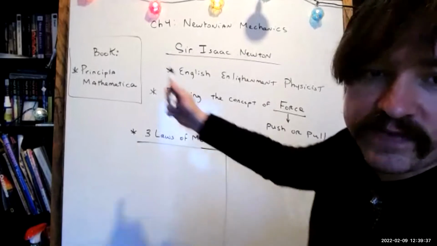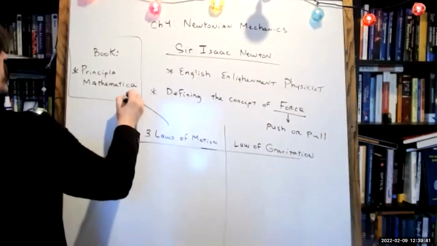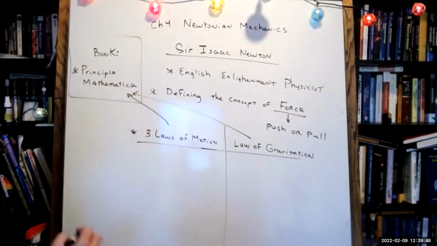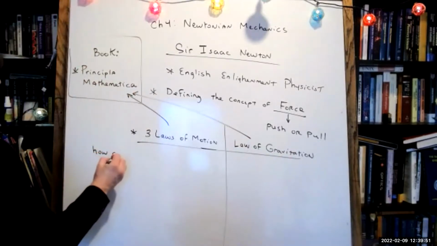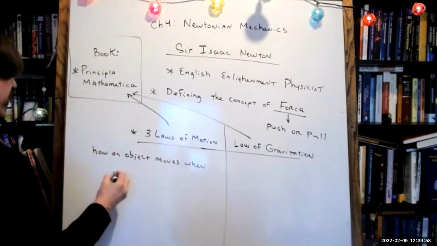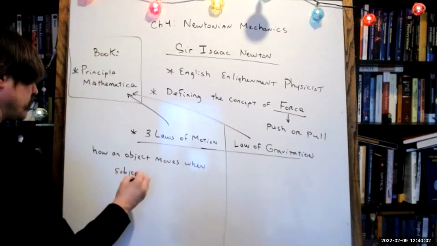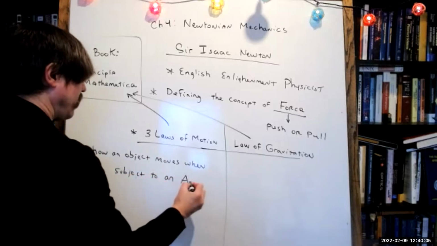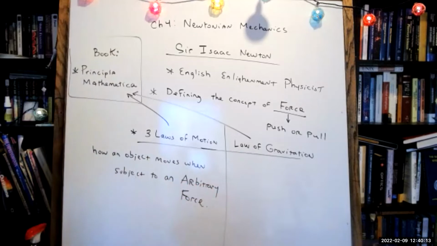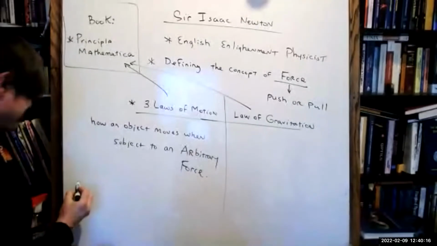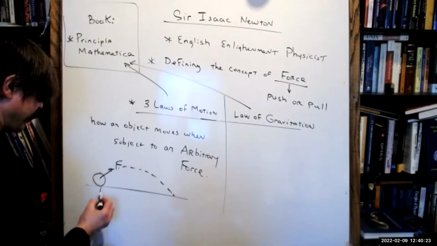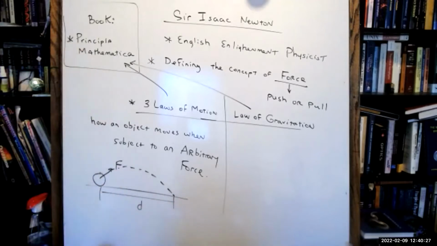These laws of motion and the law of gravitation were both published in Principia Mathematica, but even though they can be combined in complex ways, they are sort of separate concepts. The 3 laws of motion explain how an object moves when subject to an arbitrary force. In other words, you kick the soccer ball, right? And if you know how hard you kick the soccer ball, Isaac Newton will tell you how far it'll travel before it stops or comes to rest or something like that, right?